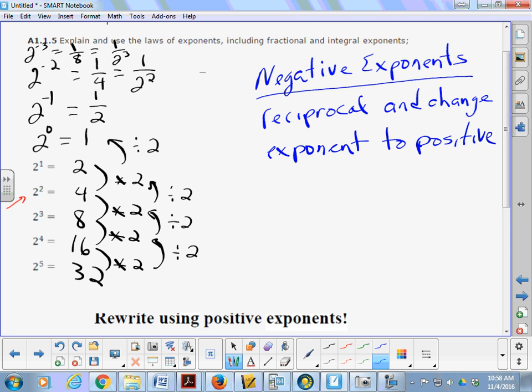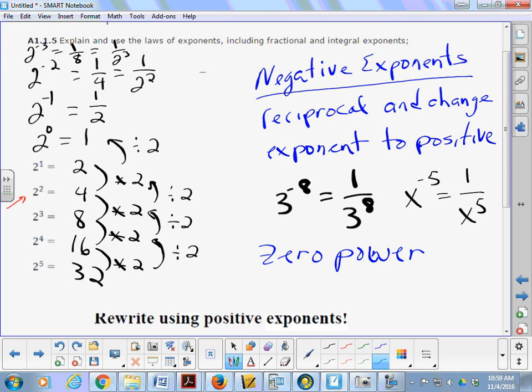So if we had 3 to the negative 8th power, then that's going to be 1 over 3 to the power of 8. Or if we have x to the negative 5th power, that would be 1 over x to the 5th. So anytime we've got a negative exponent, we move it to the denominator, or take the reciprocal and change the exponent to positive. Anything that was here, 3 to the negative 8, that's like 3 over 1, so it becomes 1 over 3 to the 8th.